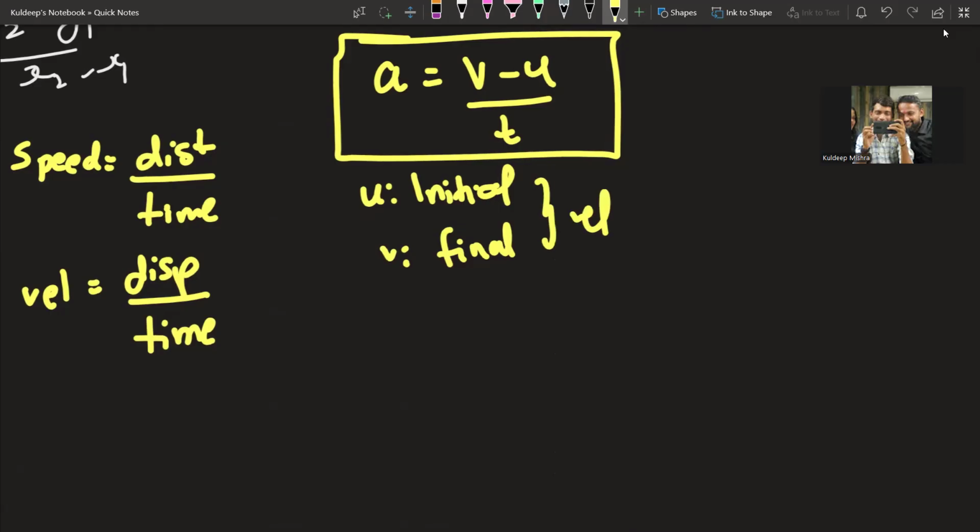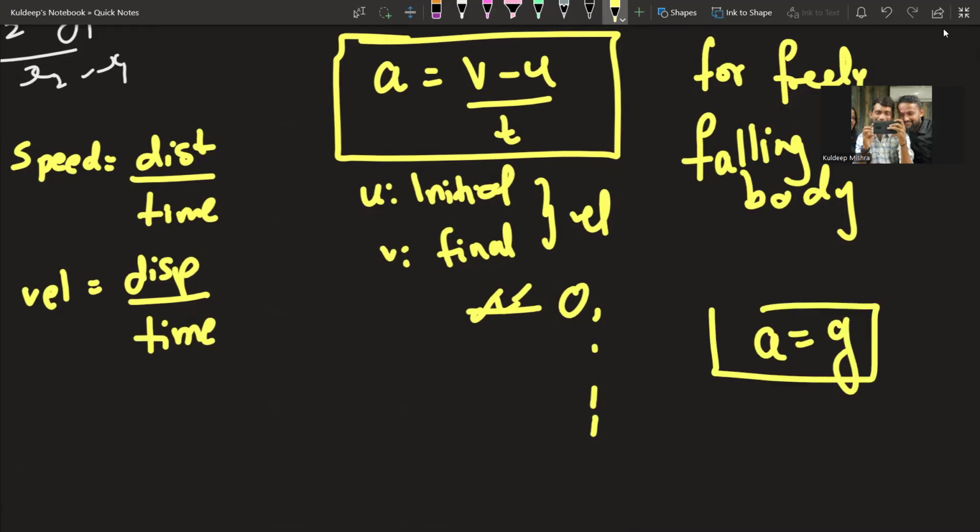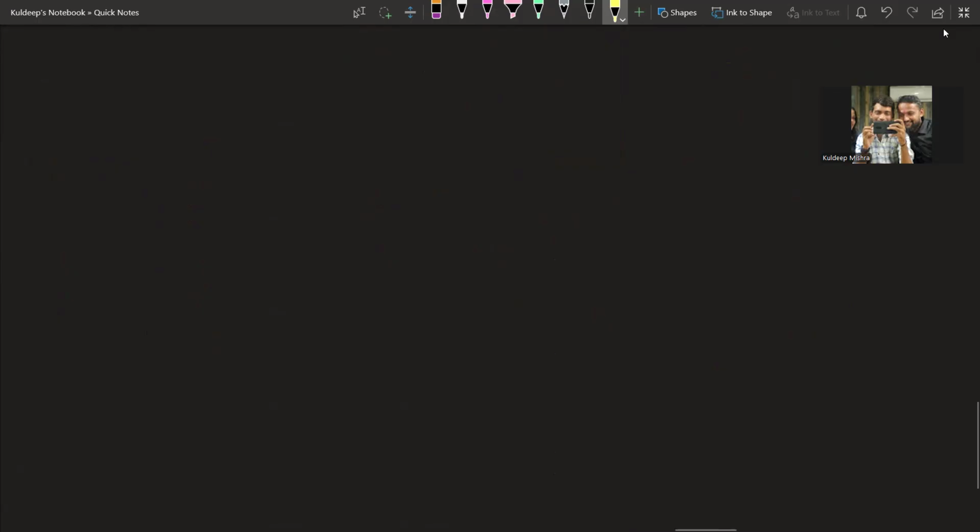And whenever a body is freely falling, or like dropped from somewhere, for a freely falling body, take acceleration equals to acceleration due to gravity, which is g. Okay. And then we come to a few more things.